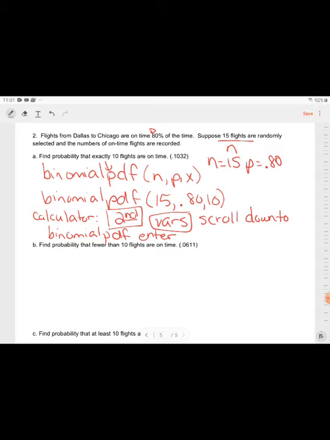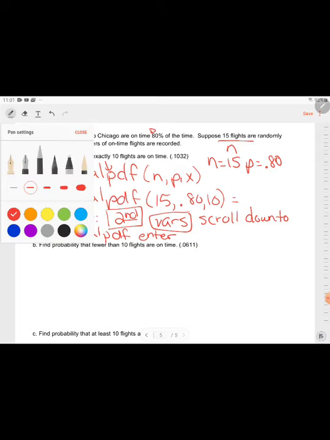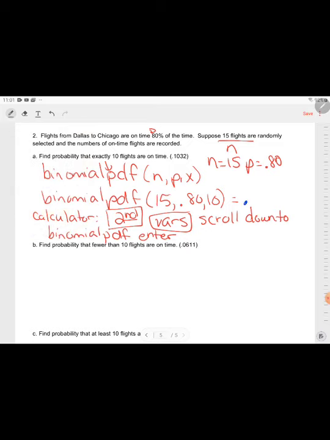My 84 asked me for trials 15, 0.80, and 10. So it asks me for P and X. It says paste, so I'll do an enter, enter. And my answer is 0.1032. Okay, and in this class, we will ask for 4 decimal places for probability.